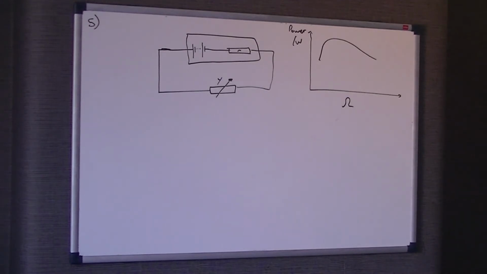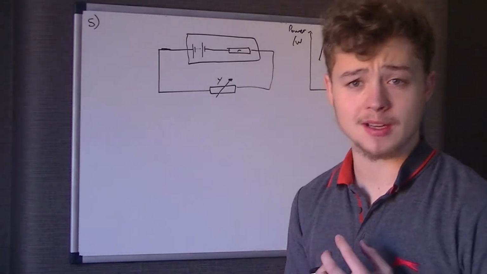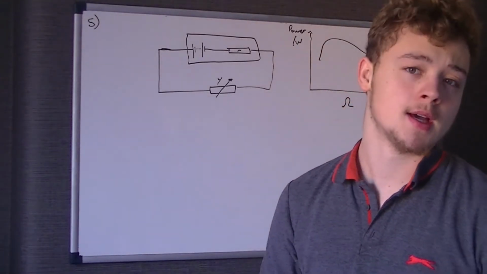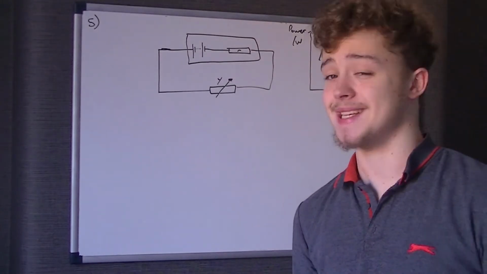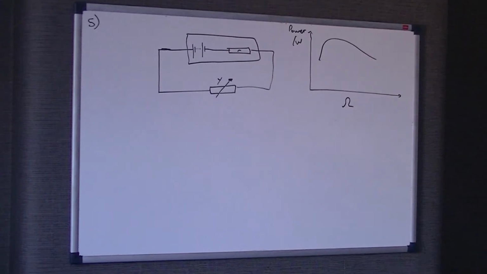Anyway, so the first question is quite nice. Personally I think it's a question that looks harder, makes you think it can't be this easy, and well it is. It just says, describe how the power dissipated in Y, which is the variable resistor, varies as resistance is increased from 0.5 to 6.5 ohms.